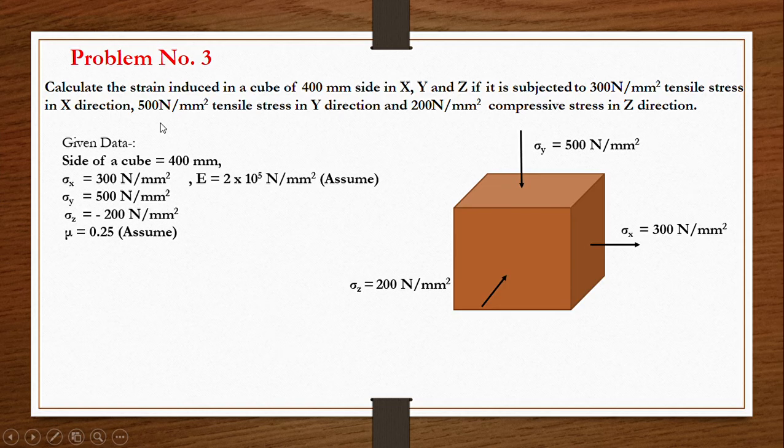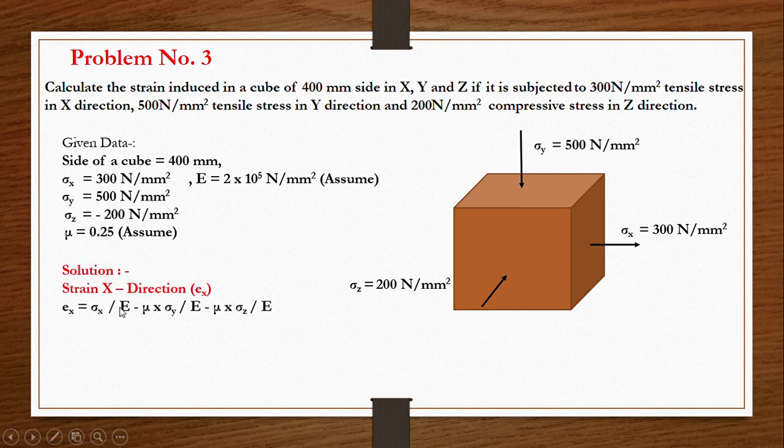As the side of the cube is 400 mm, sigma x is given as 300 Newton per m square, sigma y is 500 Newton per m square, and sigma z, as it is compressive, we are taking as negative 200 Newton per m square. The value of mu is not given, so we are assuming 0.25, and the value of E is not given, so we will assume it as 2 into 10 raised to 5 Newton per m square.